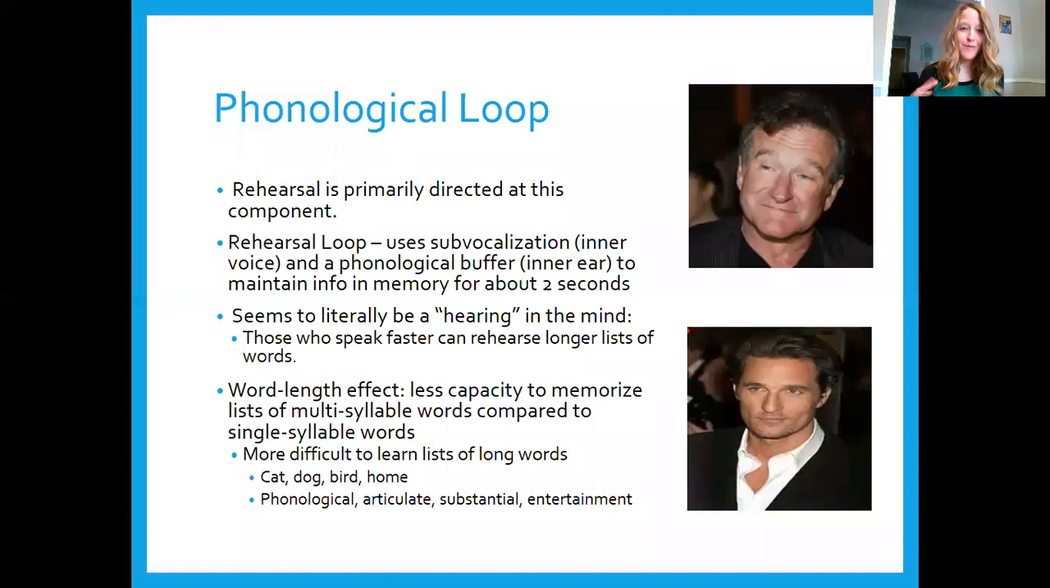So I thought of Robin Williams and Matthew McConaughey as our celebrity examples. But if you have any other celebrity examples of people who talk really fast or really slow, let me know. We also see the word length effect, in which it is more difficult to memorize a list of long words compared to a list of short words. And so this is one reason why typical working memory span tests involve digits or letters rather than words.